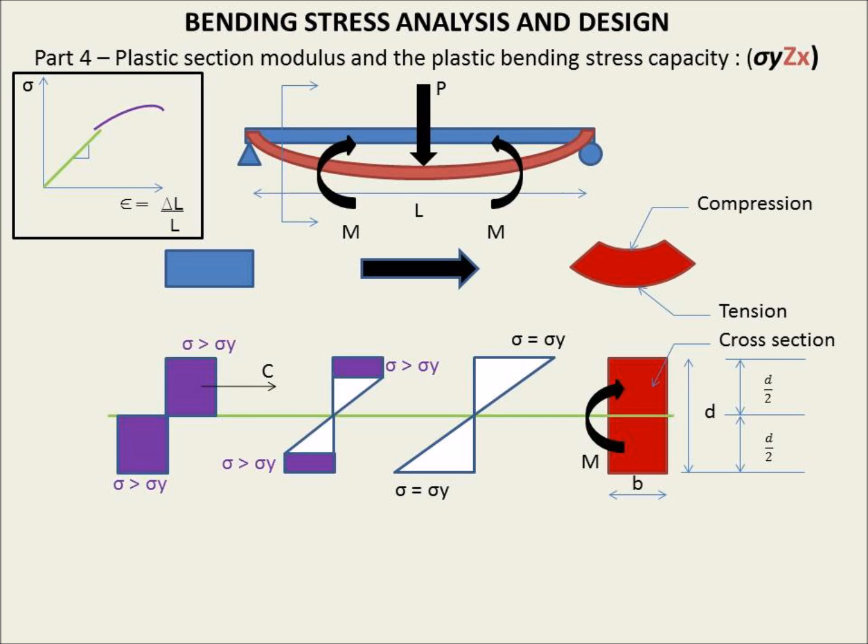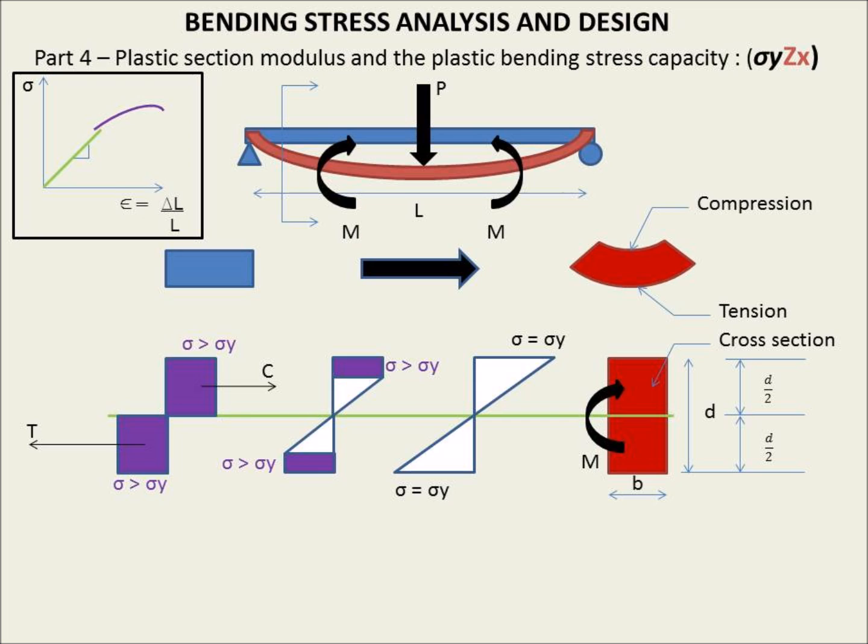Same thing we do for the tension side. We put it at the middle of the tensile distribution. Now, the other question is, what's the lever arm between these two forces? Notice that the length of the compressive stress block from the neutral axis, which is the green line, upward is d over 2. Same thing for the tensile stress block. From the neutral axis, downward is also d over 2.